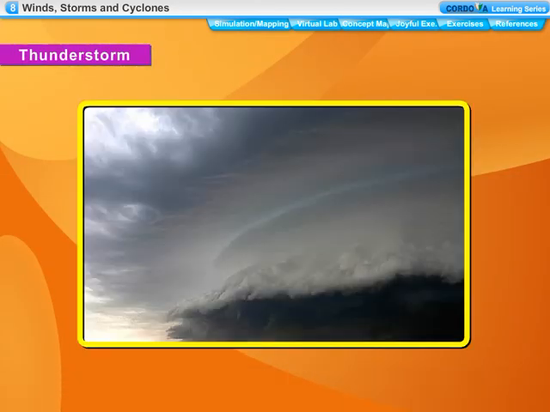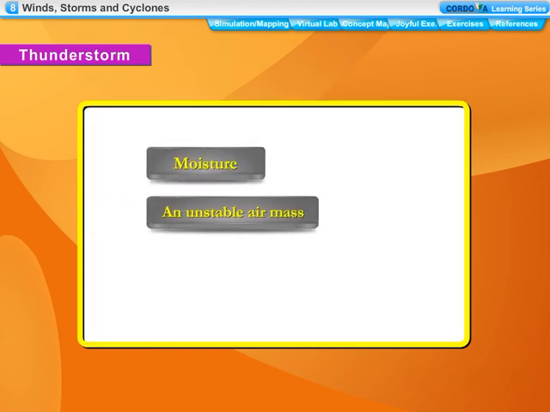Thunderstorm. Thunderstorms develop in hot, humid, tropical areas like India very frequently. A violent storm with thunder and lightning is called a thunderstorm. A thunderstorm is also known as an electrical storm. Generally, thunderstorms require 3 conditions to form: moisture, an unstable air mass and a lifting force.